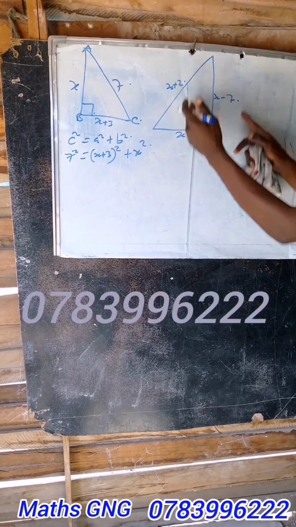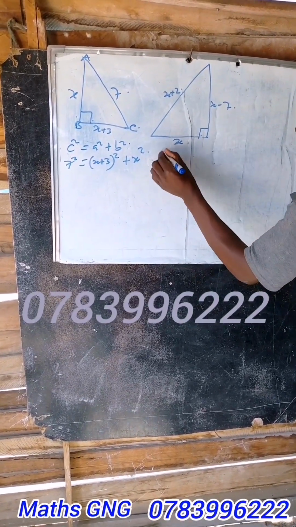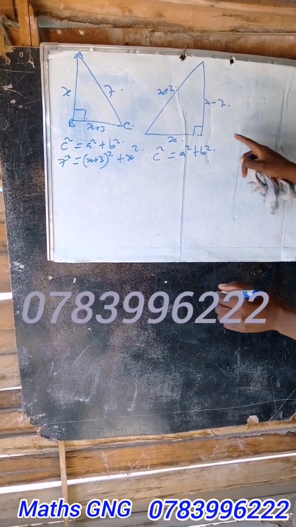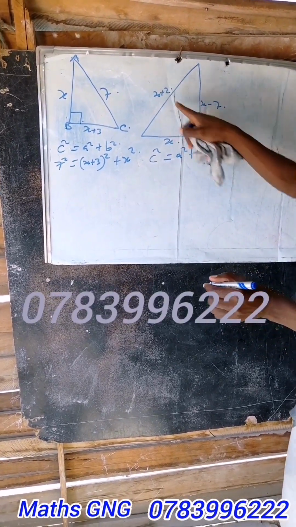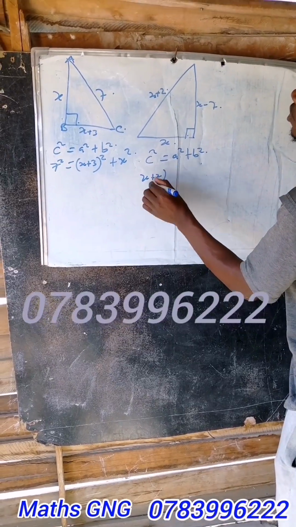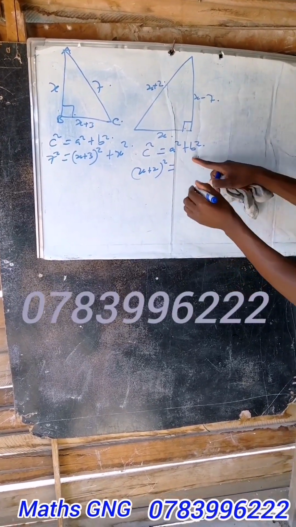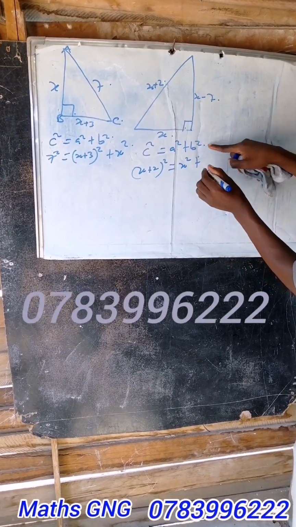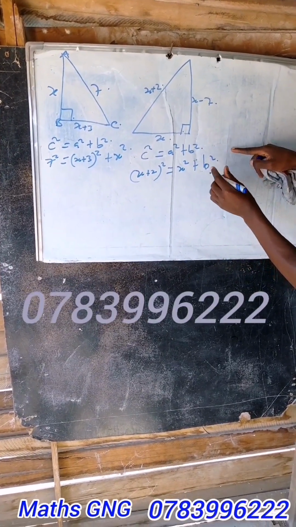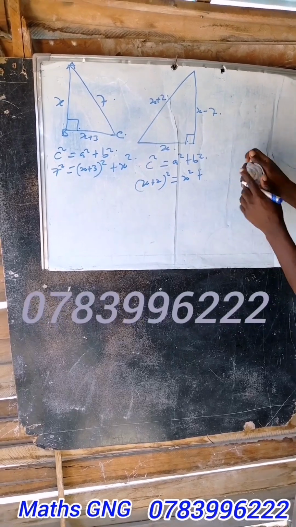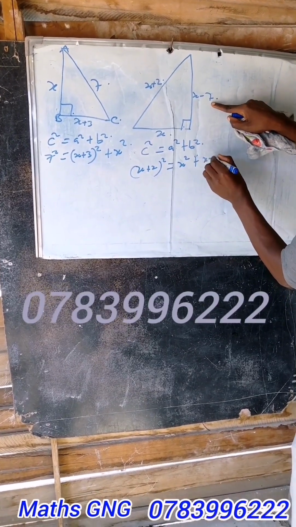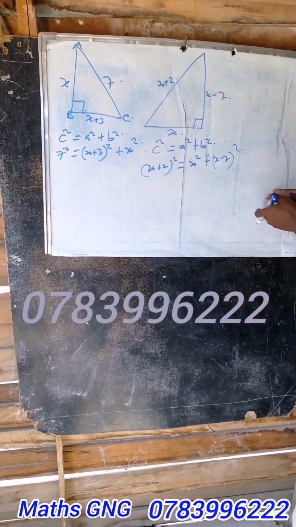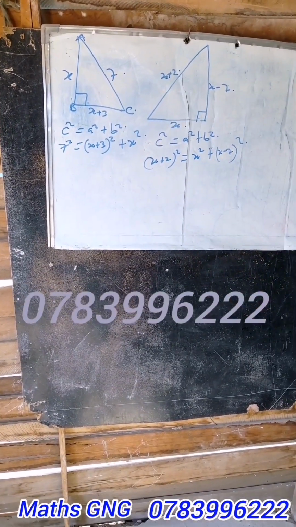Same as here. Your formula is the same. C squared is equal to a squared plus b squared. So what is your c? The line which is opposite to 90 degrees is x plus 2, squared, is equal to x squared here plus b squared here. So what is our value of b? It's x minus 7, squared, here. Then we expand this until you bring a quadratic equation.